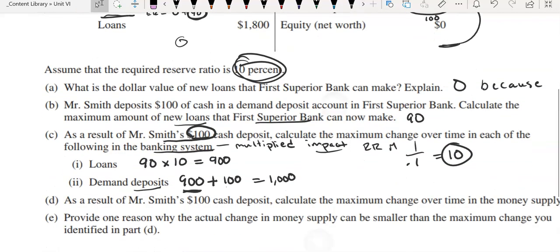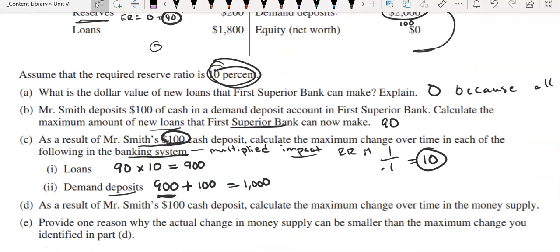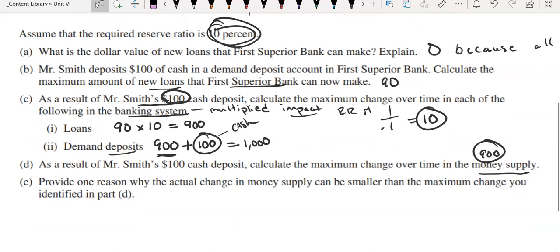Now D is where it gets a little different. As a result of Mr. Smith's $100 cash deposit, the maximum change in the money supply. Well, the money supply has only changed by 900, right? Because this $100 already existed in the money supply because it was cash, right? And so then the last question here is provide one reason why the actual change in money supply can be smaller than the maximum change identified, right?